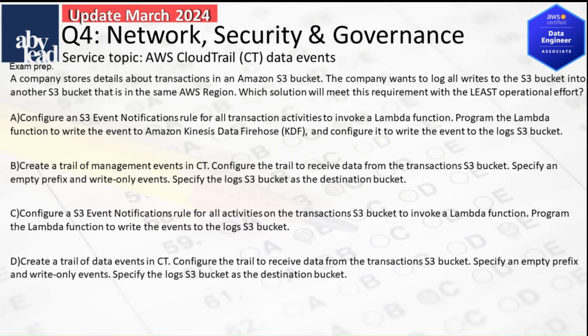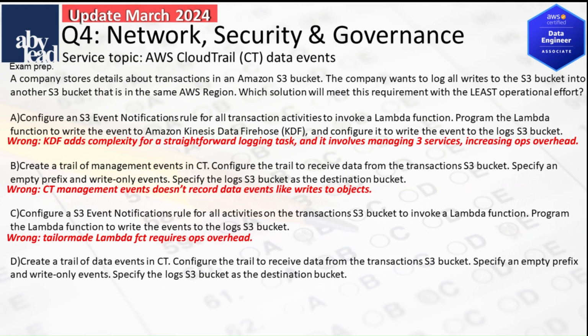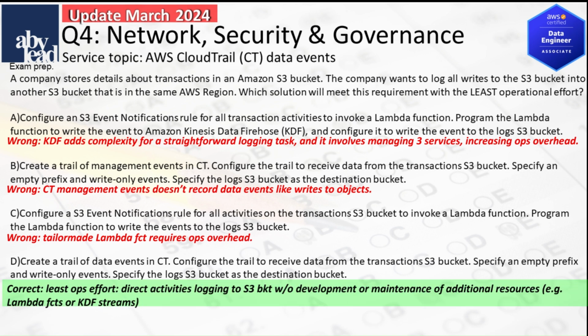Question 4. How do you store with least effort the logs of all writes to the S3 bucket into another S3 bucket in same region? Inadequate is to engage Kinesis Firehose with 3 services or a tailor-made Lambda function for a simple logging task. Besides, CloudTrail Management Events doesn't record data events. For simple logging, you best use CloudTrail's Data Event Trail for direct activity logging to S3 bucket without development or maintenance.